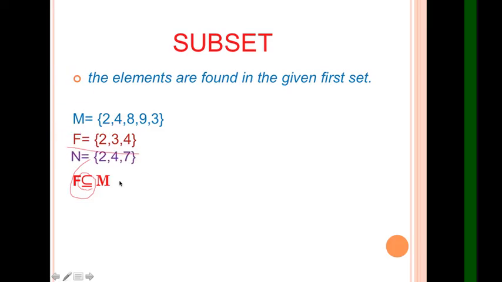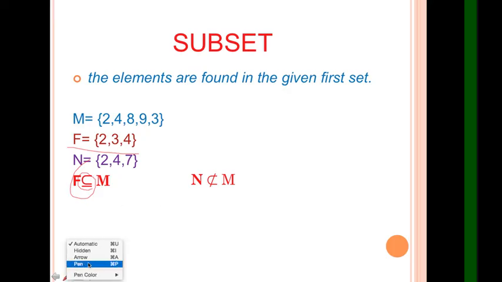How about if we will add N, wherein the numbers of N are 2, 4, 7? Is it true that N is not? Pag not subset, maglalagay ka naman na, kumbaga yung linya sa ilalim, gagawin mo siyang slash naman dito. So, N is not a subset of M. Let's see. Is there a 2? There is a 4, pero walang 7. So, therefore, N is not a subset of M.